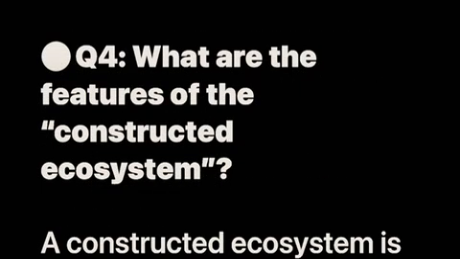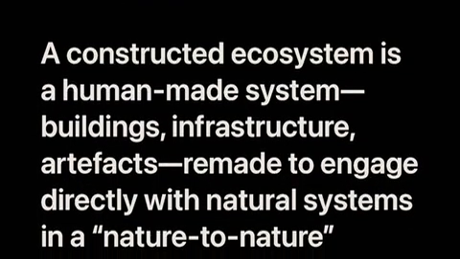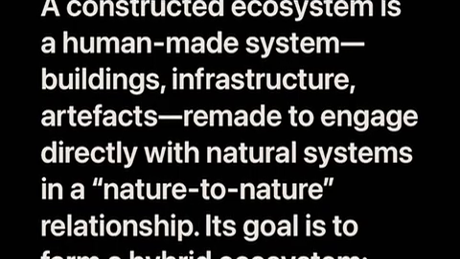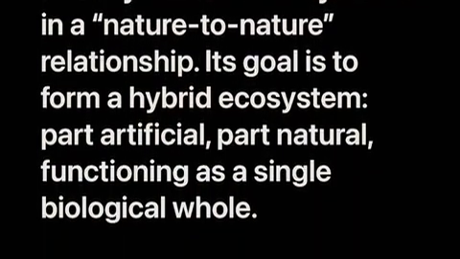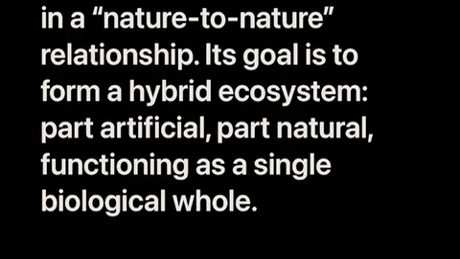Q4. What are the features of the constructed ecosystem? A constructed ecosystem is a human-made system, buildings, infrastructure, artifacts, remade to engage directly with natural systems in a nature-to-nature relationship. Its goal is to form a hybrid ecosystem, part artificial, part natural, functioning as a single biological whole.